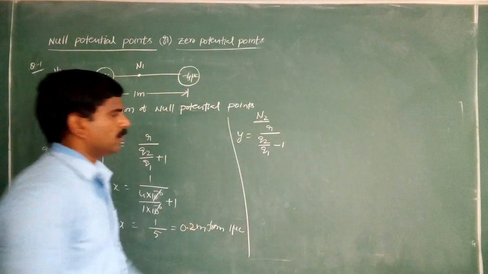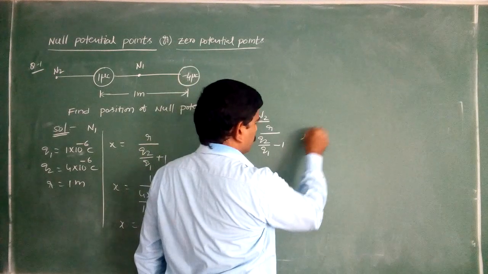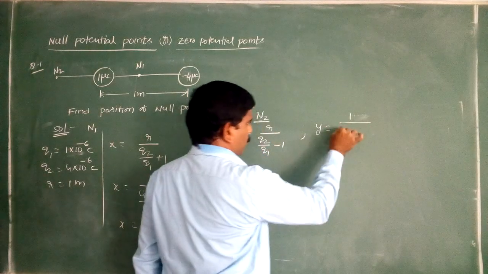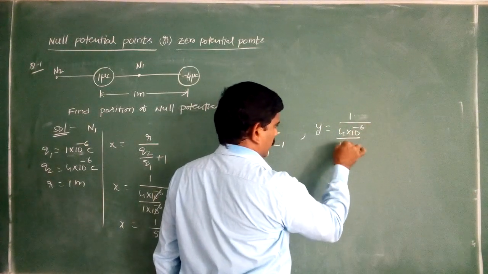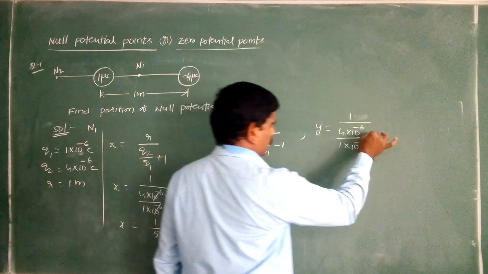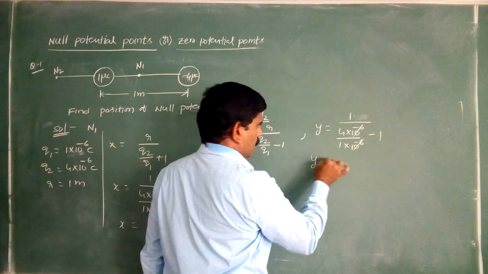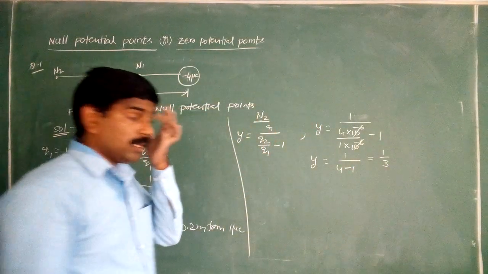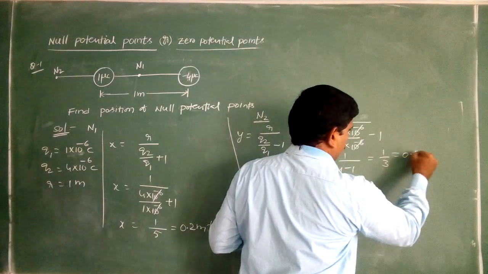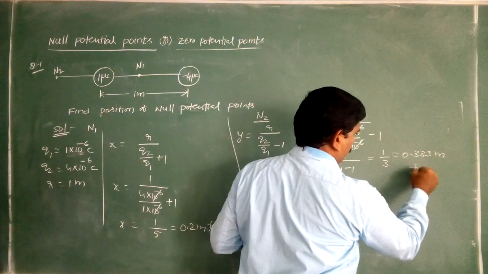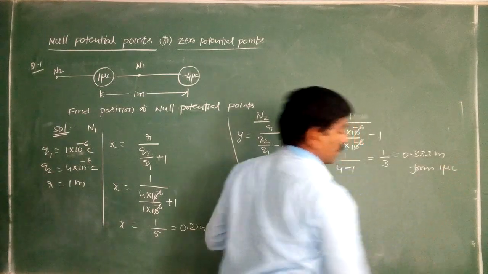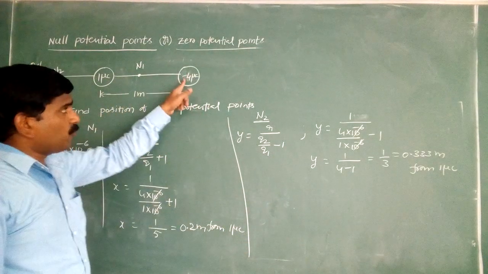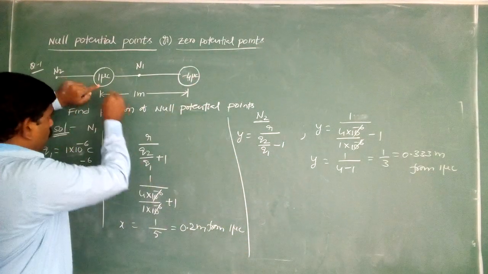Next one. Here y is equal to 1 by (4 into 10 to the power minus 6 by 1 into 10 to the power minus 6 minus 1). These cancel. Y is equal to 1 by 4 minus 1, that is 1 by 3, equal to 0.333 meters from the 1 microcoulomb charge. From an exam point of view, if they ask for the position of the null point from the 4 microcoulomb charge, we know this value.